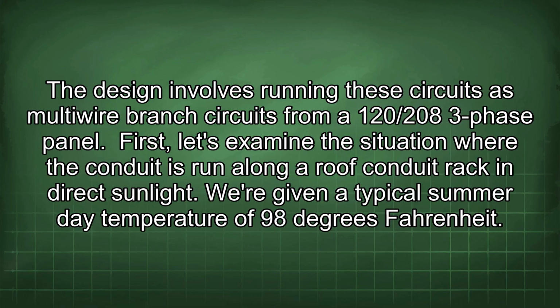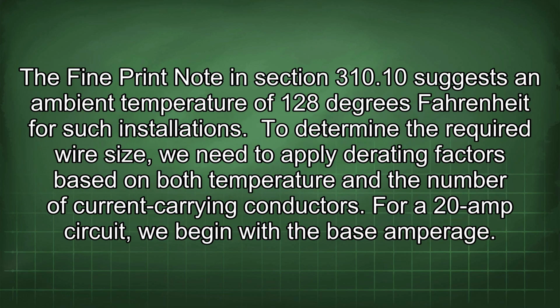The design involves running these circuits as multi-wire branch circuits from a 120/208 three-phase panel. First, let's examine the situation where the conduit is run along a roof conduit rack in direct sunlight. We're given a typical summer day temperature of 98 degrees Fahrenheit. The fine print note in section 310.10 suggests an ambient temperature of 128 degrees Fahrenheit for such installations.